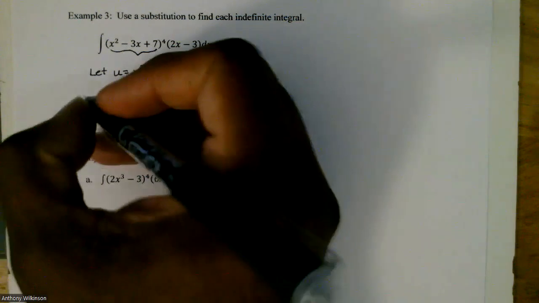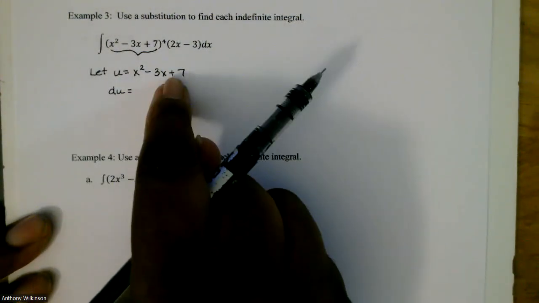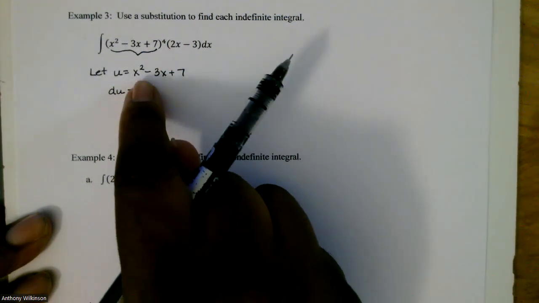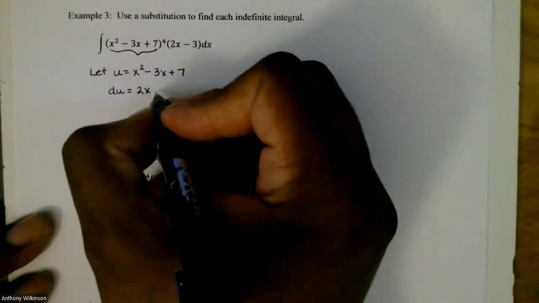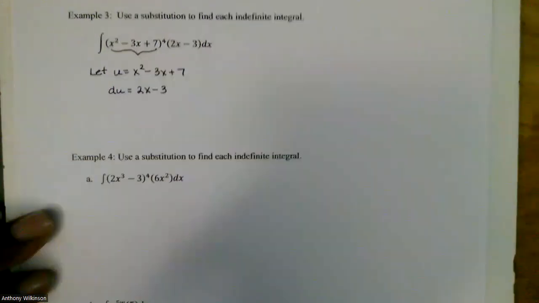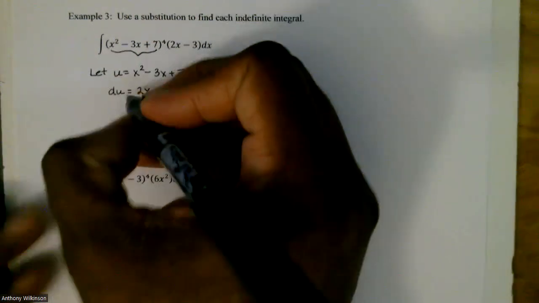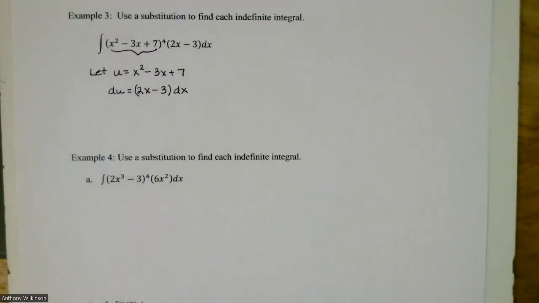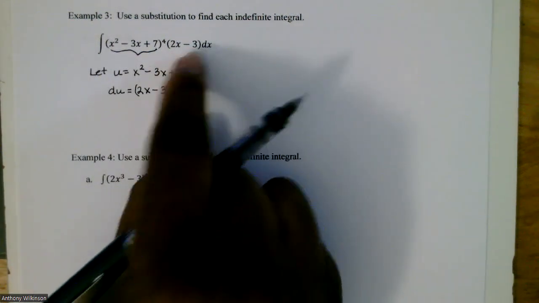And then I'm going to find out what du is. I can take the derivative of this u function. The derivative of x squared minus 3x plus 7, well, the derivative of x squared will be 2x. The derivative of minus 3x will be minus 3, and the derivative of plus 7 will be 0. So du is equal to 2x minus 3, and I need to include dx after that. Now notice I've already got 2x minus 3 dx.